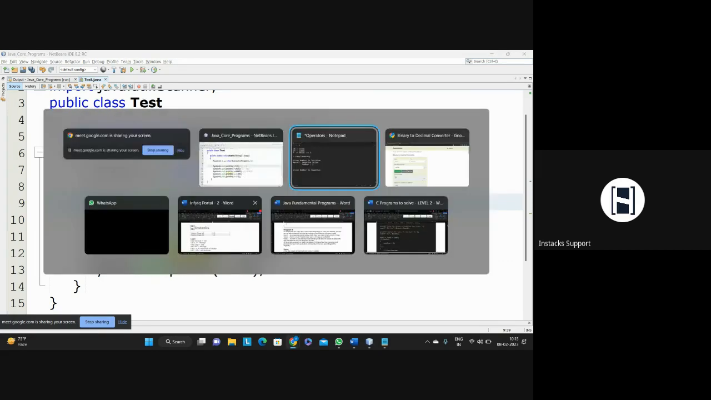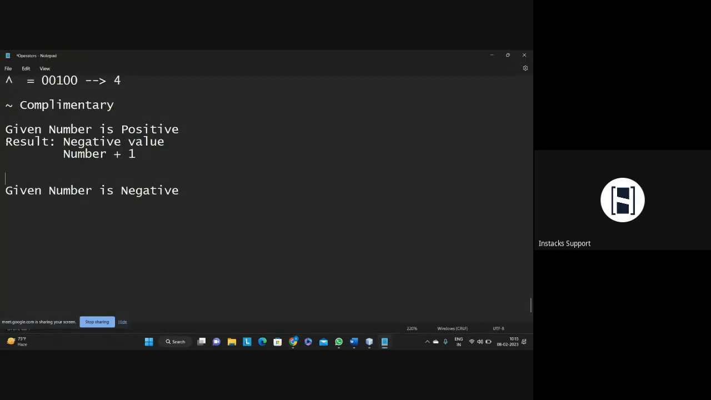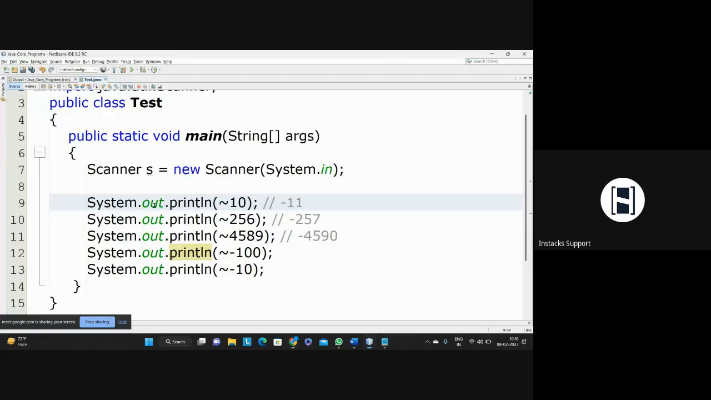Same way, if it is a negative number, then the result will always be a positive value. It's just the opposite. Remember, it is just the opposite. And the result is the given number minus 1. Say, for example, minus 100. The result is a positive number. So minus 100, 100 minus 1, 99. Here I'm saying minus 10. 10 minus 1, 9. This is how my result will be coming.